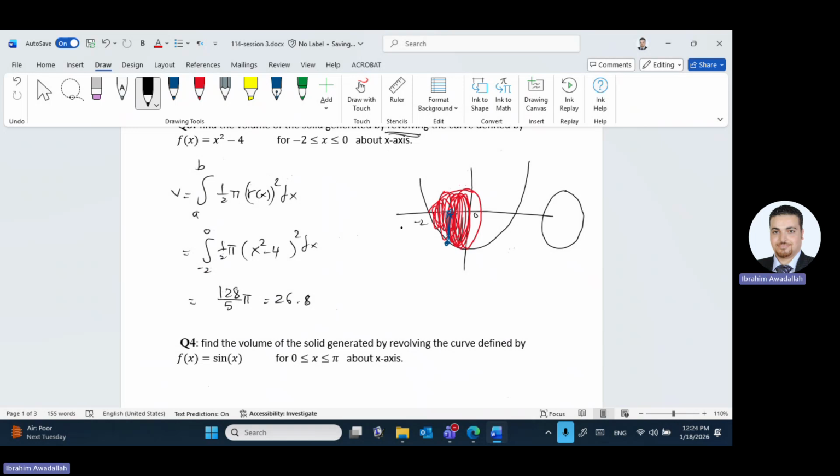I hope that you got the idea. The radius will be the height from here to here. Then my radius will be the function itself, 4 minus x squared. So the points will be here, here, here, on the function itself.